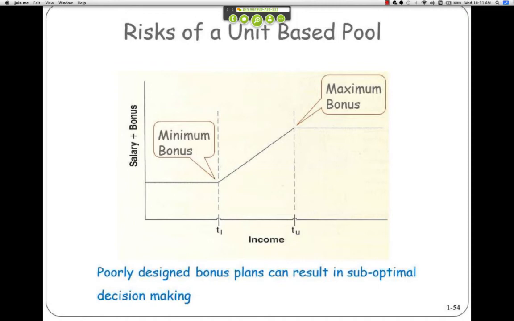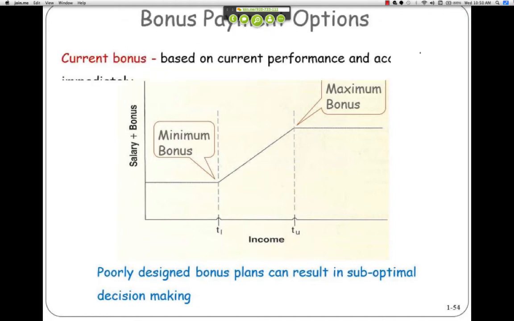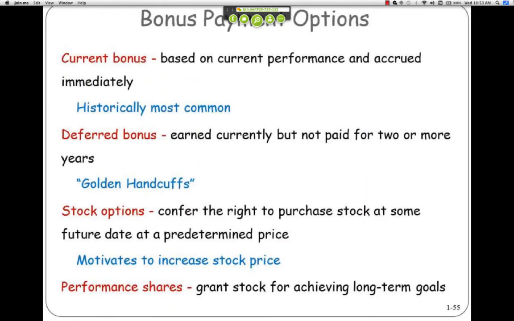Bonus payment, the third of the three factors. You have a current bonus. This is the old way of doing it. Still done to some degree, but much, much less. At the end of every year, you get a bonus check. Problem with that is you get the bonus check and then you leave. That was the game.